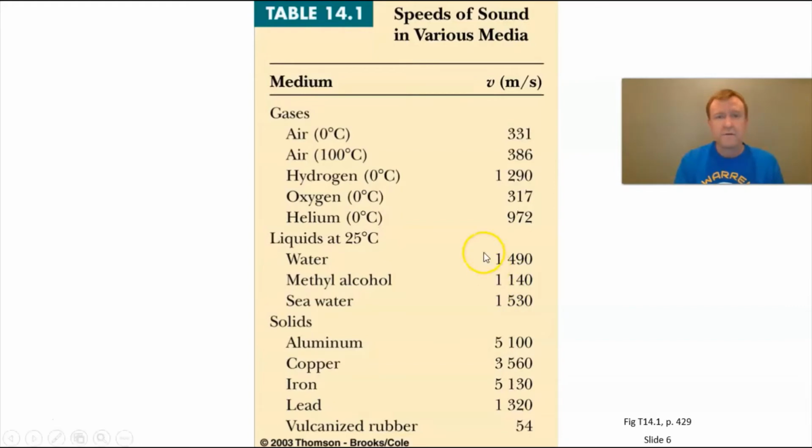Now you notice there is a little overlap. Hydrogen, sound moves pretty fast in hydrogen, so it kind of overlaps with the liquids here. So generally, sound is slowest in gases. And generally sound is fastest in solids, and you see there's a little overlap here. Vulcanized rubber doesn't transmit sound very quickly at all. But you see these metals, look how fast that is, okay? So back to the temperature.